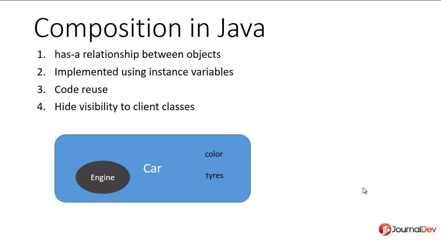Hello friends, today we will look into composition in Java. We know that Java is an object-oriented programming language, and composition is a core concept of object-oriented programming.